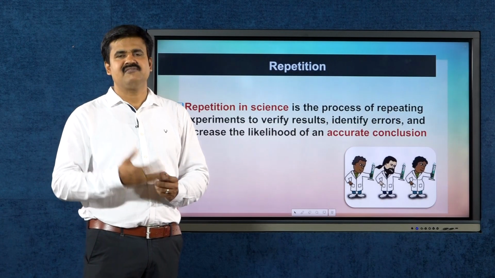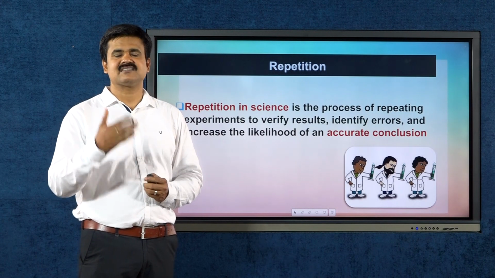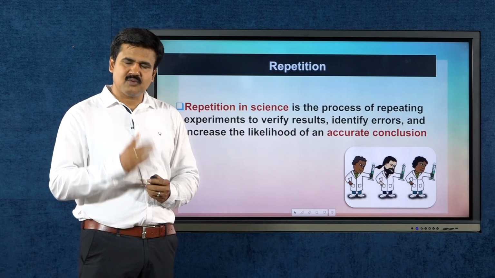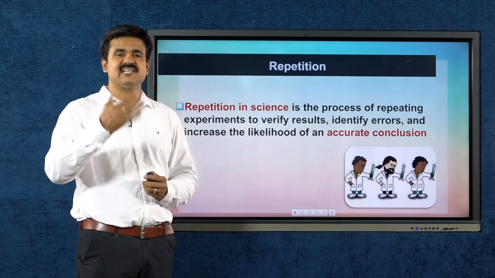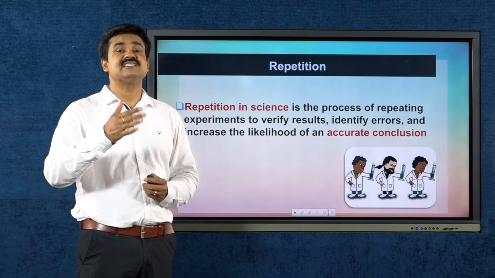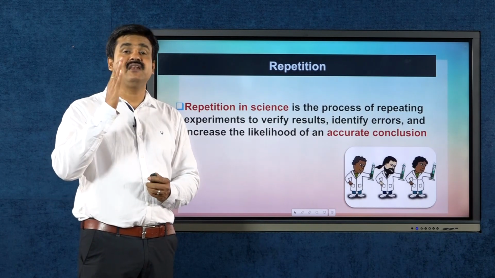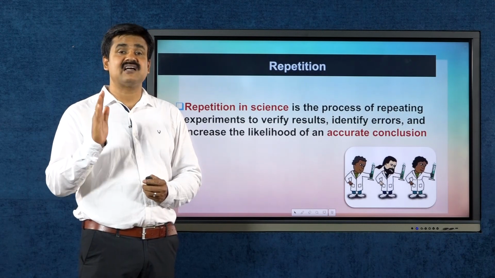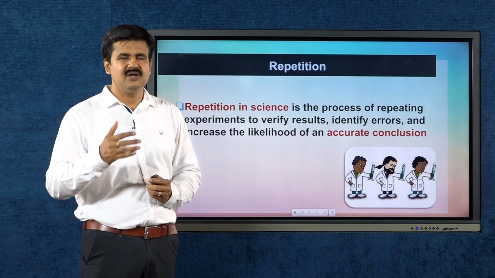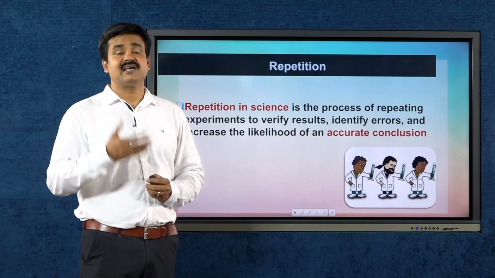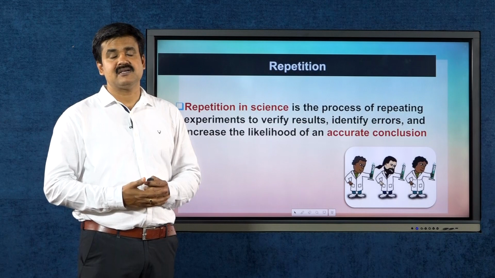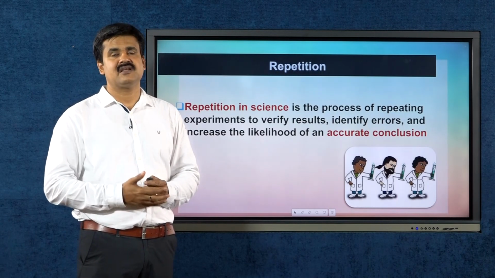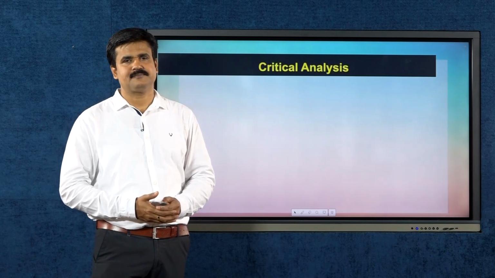For example, we are doing some reactions between two substances A and B. Suppose we got a new product C. If it happens once, we have to repeat the experiment several times. This is to make sure that a reaction between A and B always produces C under ordinary conditions. So, repetition of the same experiment many times, all these steps are very essential in the study of science.